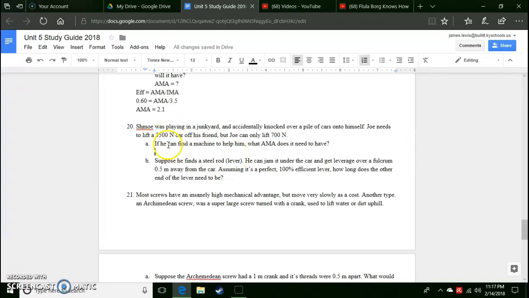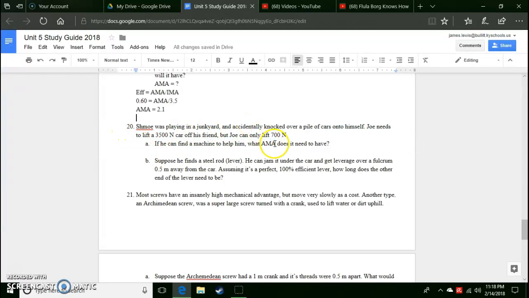So the output force is going to be the car. The output is the thing that we are trying to lift. And Joe, obviously, he himself is the input. So actual mechanical advantage, this first thing that it asks for: if he can find a machine to help him, what actual mechanical advantage does it need to have? What is the multiplying factor that we need to be able to get?